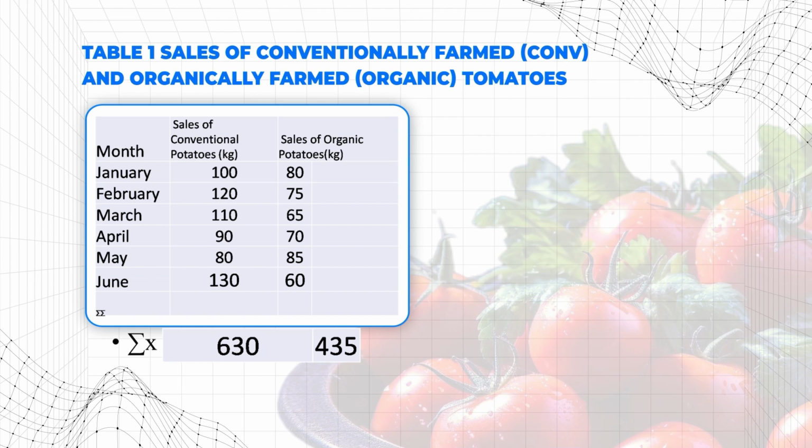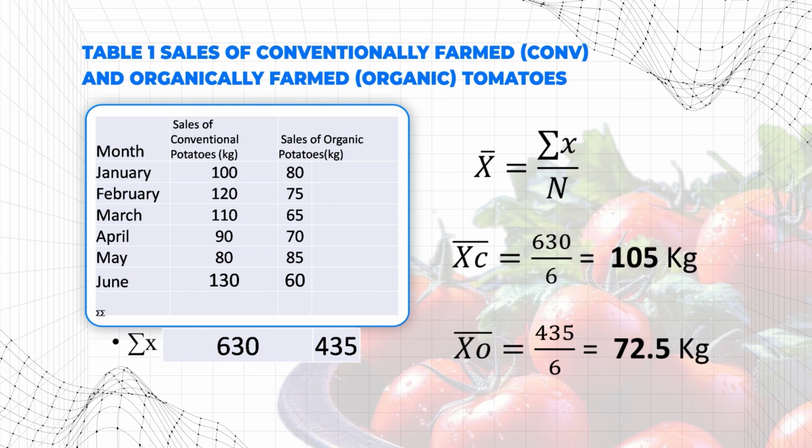So if we add the sales of conventional potatoes, the total will be 630. Similarly, when we add sales of organic potatoes for the 6 months, it comes to 435. And as we know, the number of months is 6, so we can calculate the mean. X bar is equal to summation of x by n. Here we can put the values.